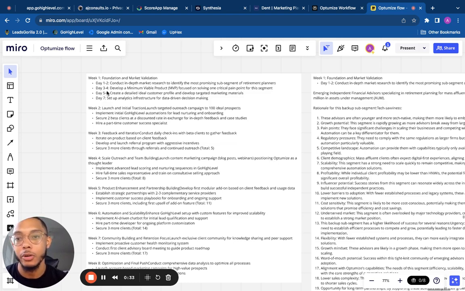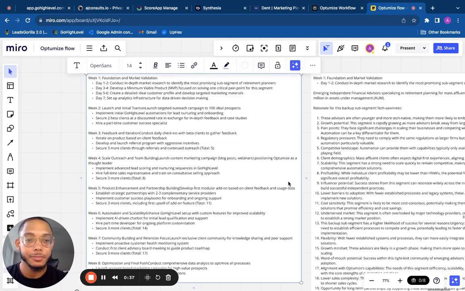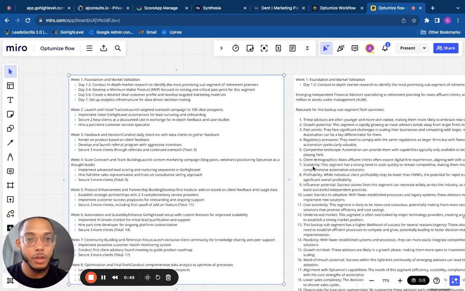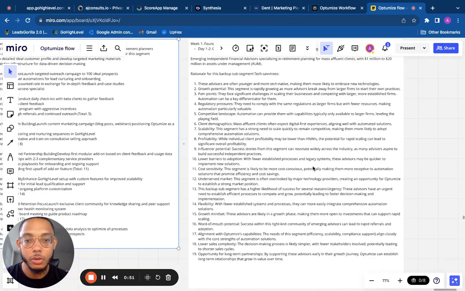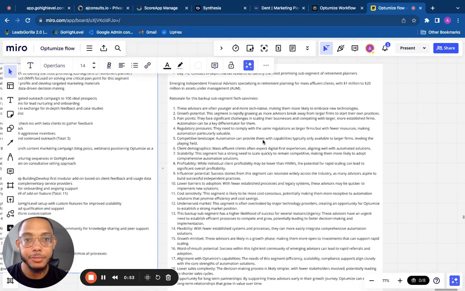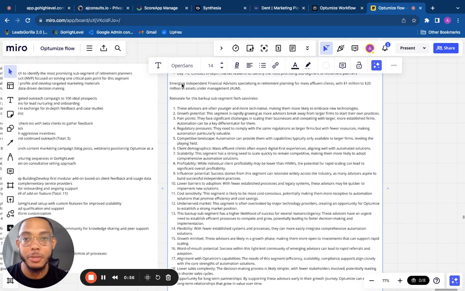But we are currently on day 3, but actually on here this is day 5 and 6. So I just want to keep everything along. So today we're going to be creating a detailed ideal customer profile and develop targeted marketing materials. So what we'll do is we will copy this part right here of our subsegment.